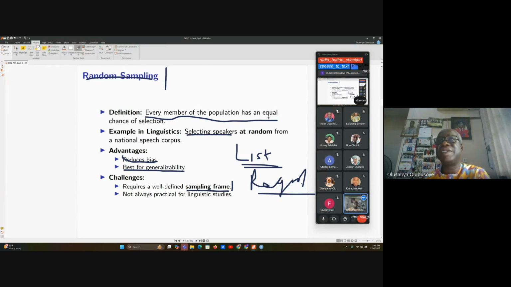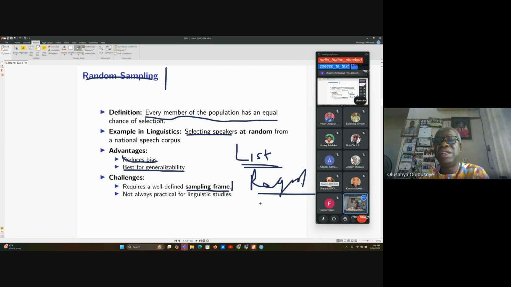That is a sampling frame. If I'm to select any student from the University of Ibadan, the matric number identifies you uniquely, and you can know the number of students that have passed through this university by the matric number.